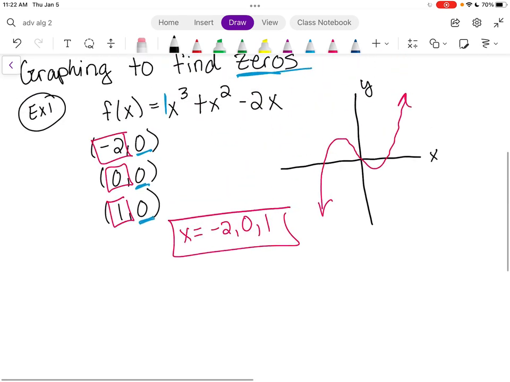Also, one more thing. Notice that there are 3 zeros in this case. That is not unusual. There are 3 x-intercepts, right? One here, and one here. That's happening because we have an exponent of 3. So that's why it's possible to have 3 x-intercepts, because the degree is 3.